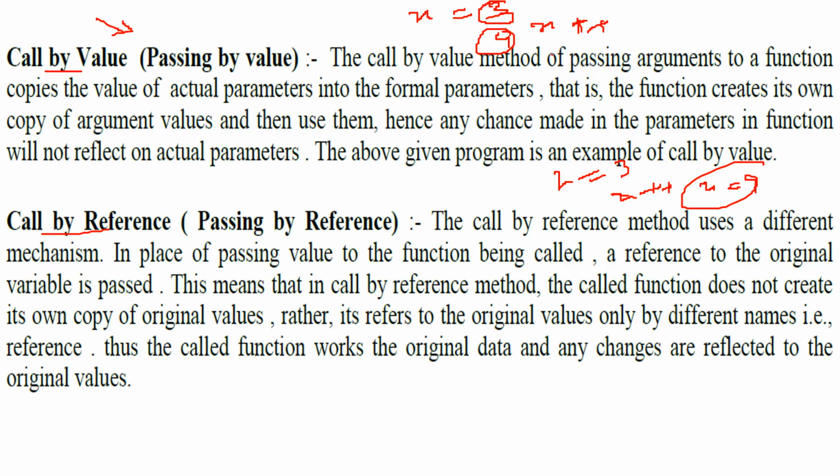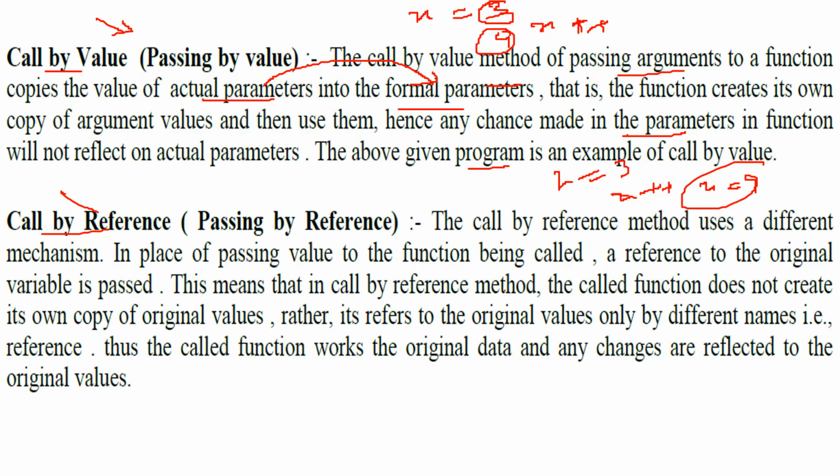So in call by value, we pass the arguments to a function and it just copies the value of the actual parameters to the formal parameters. That is, the argument creates its own copy. So any modification done to the formal parameters will not be reflected in the actual parameters. The addition program we have just seen is an example of call by value. But call by reference has a different mechanism.